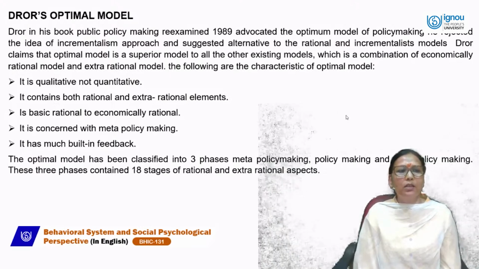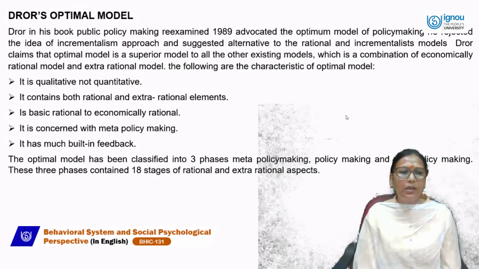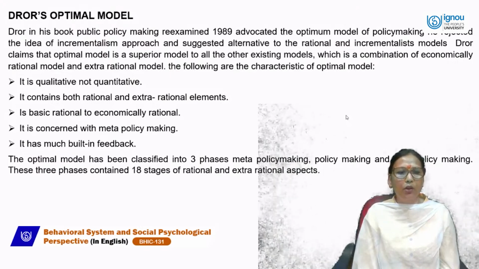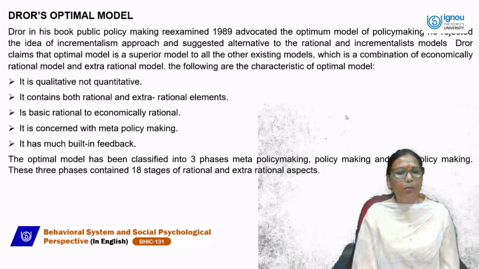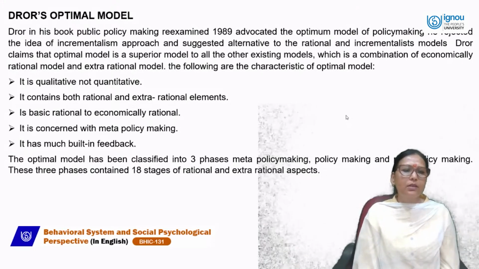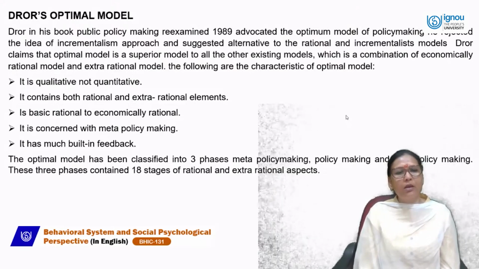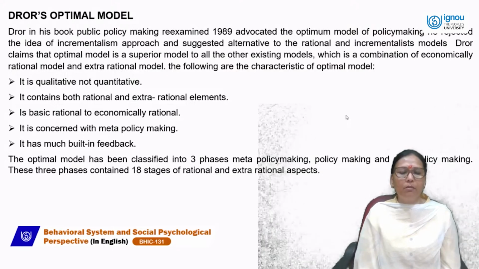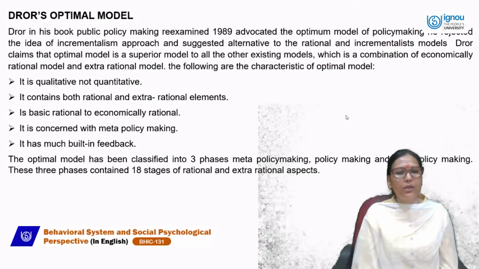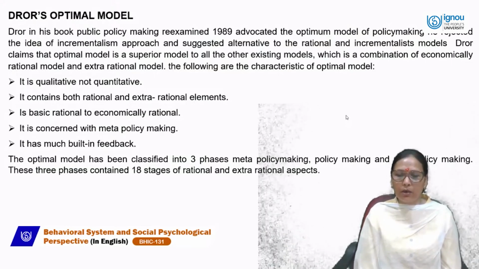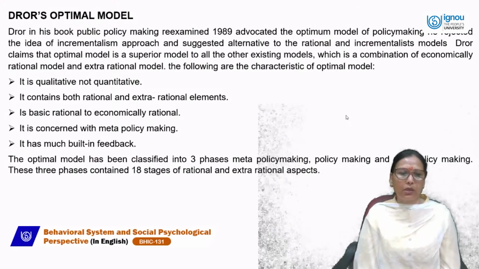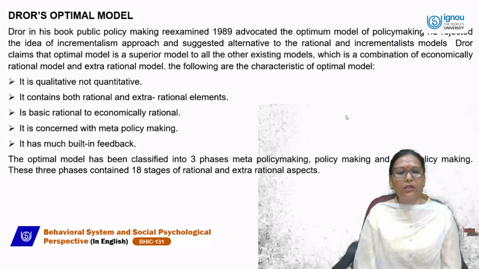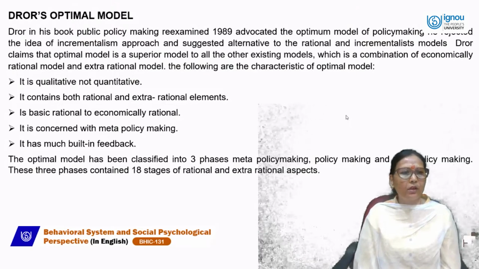First characteristic was that it is qualitative, not quantitative. Second, it contains both rational and extra-rational elements. Third, its basis is rational, related to economically rational concepts. Next, it is concerned with meta policy making. Next, it has much built-in feedback. The optimal model has been classified into three phases: meta policy making, policy making, and post policy making. In these three phases, the optimal model was classified. These three phases contain 18 stages of rational and extra-rational aspects.